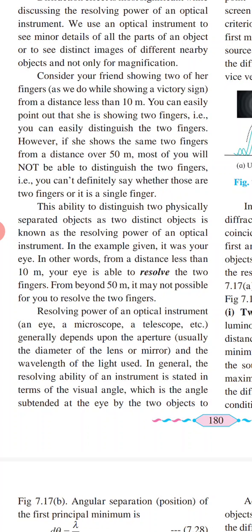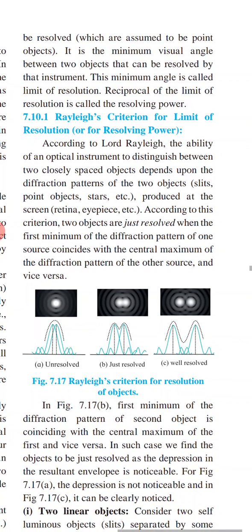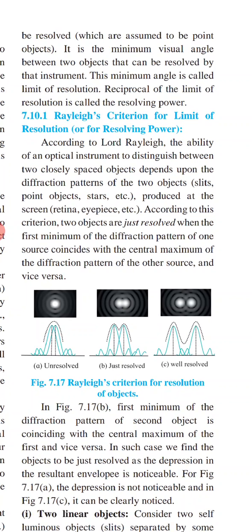In general, resolving ability of an instrument is stated in terms of visual angle, which is the angle subtended at the eye by two objects to be resolved, which are assumed to be point objects. It is the minimum visual angle between two objects that can be resolved by that instrument. So this minimum angle is called limit of resolution, and the reciprocal of the limit of resolution is called resolving power. So, Rayleigh's criterion for limit of resolving, that is resolution, for resolving power.